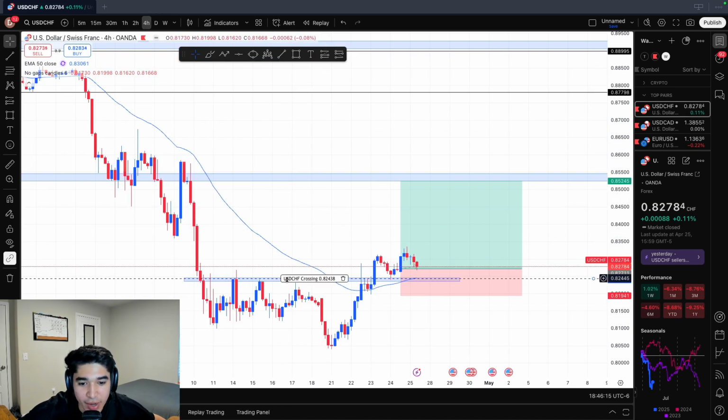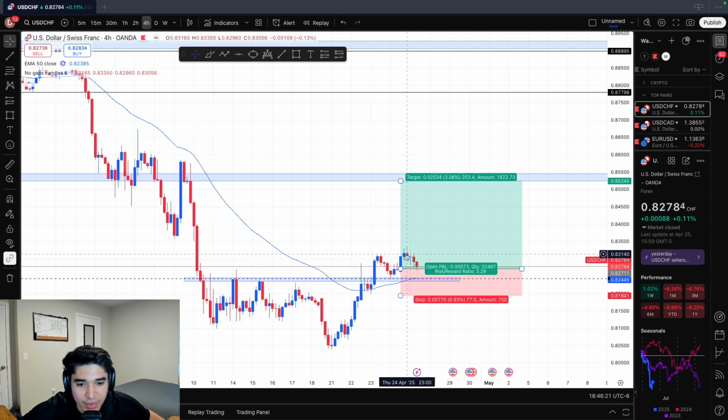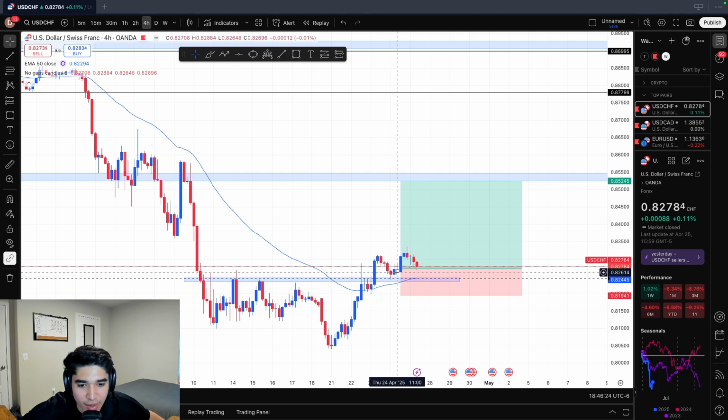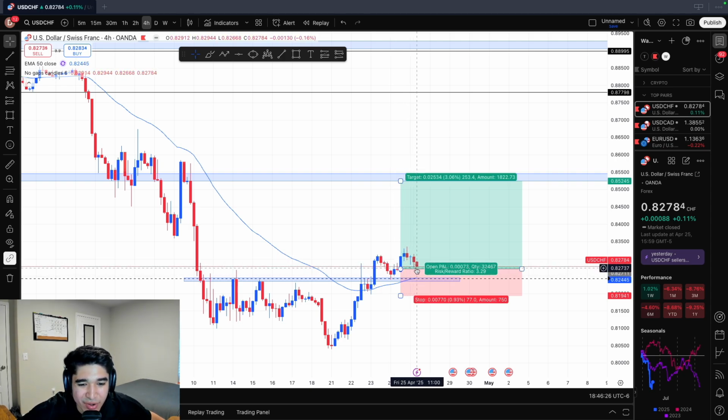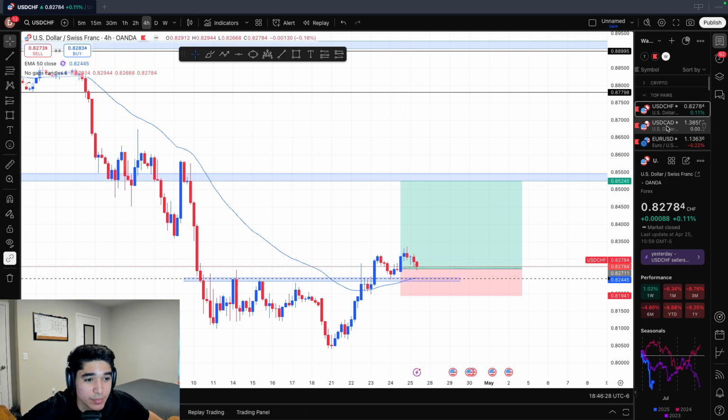Now, if we go to the 4 hour, as you can see, we are bullish, higher high, higher low. Now we have a new higher high, higher low, and we are probably going to break bearish, as I'm seeing.